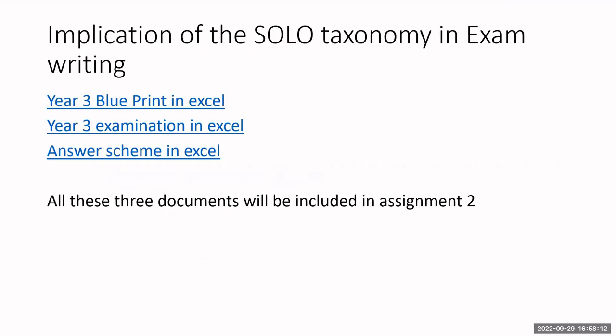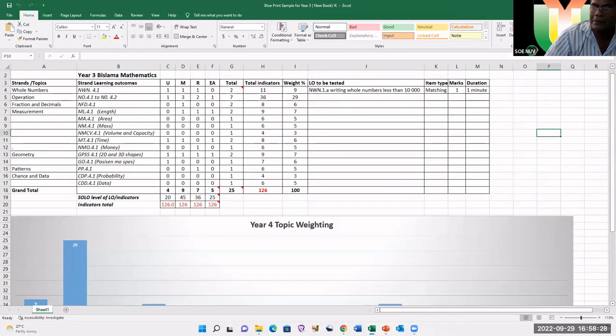Okay, let's look at the blueprint in Excel. The title is Implication of the SOLO Taxonomy in Examination Writing. This has been uploaded in your Moodle. So I'll open this one. This is the Year 3 specific blueprint.